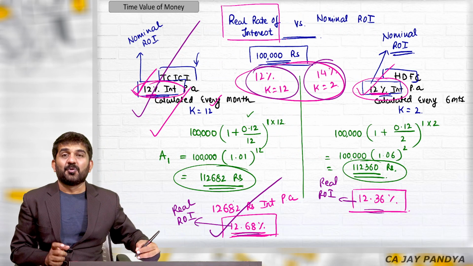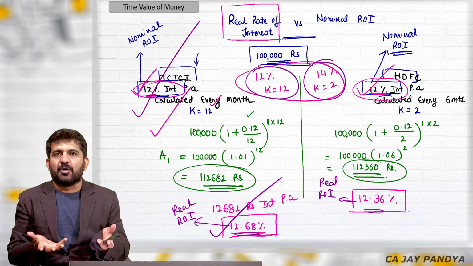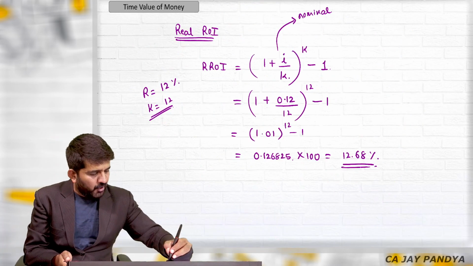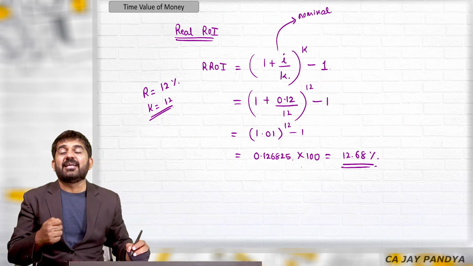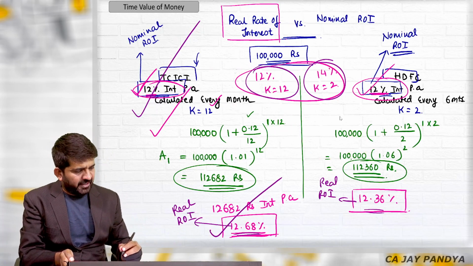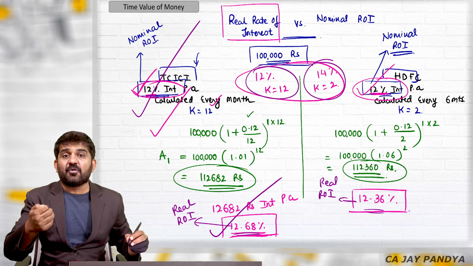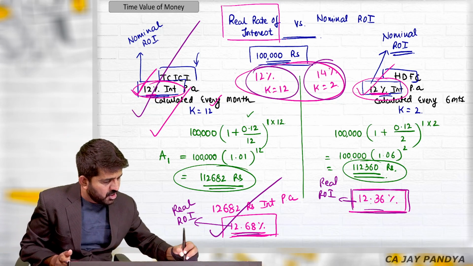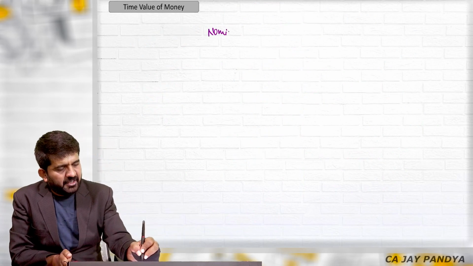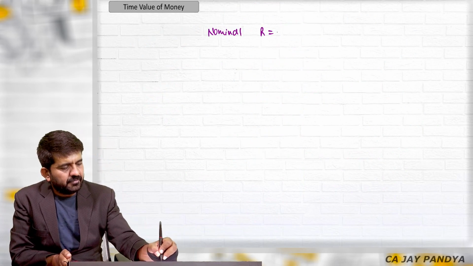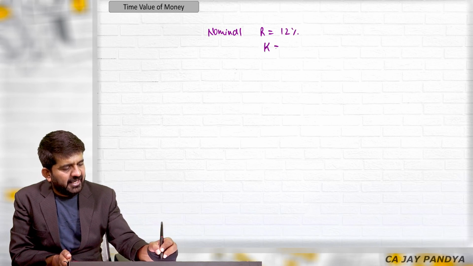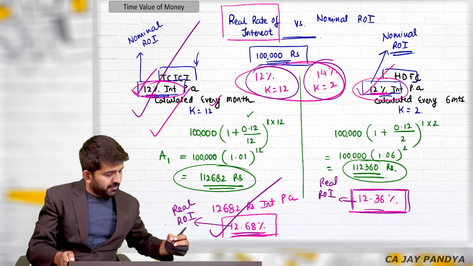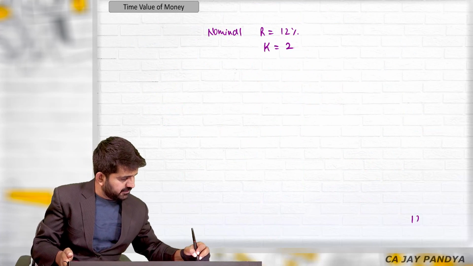Here we had to do all the calculation to find the rate of interest. By this formula, we can get the real rate of interest directly. Let me also find out by this, and then I'll go to the logic of this formula and why we get the real rate of interest. What answer should we get? 12.36. The nominal rate of interest is 12%, and K is 2. What should be our answer? 12.36.